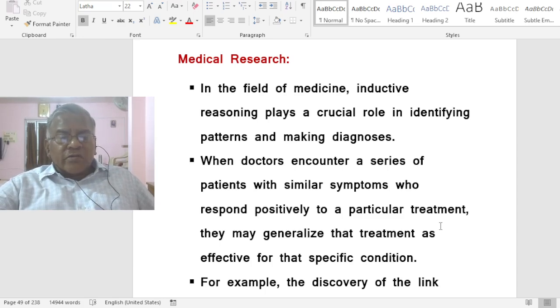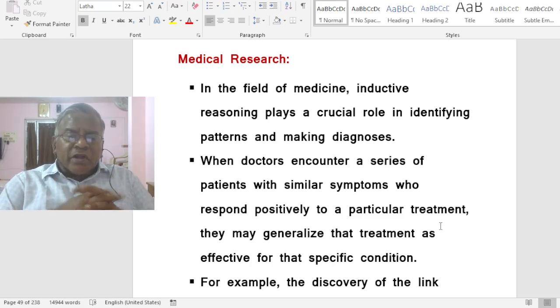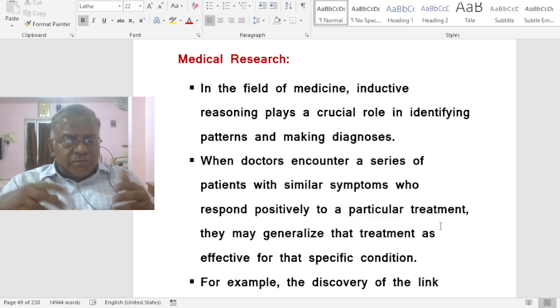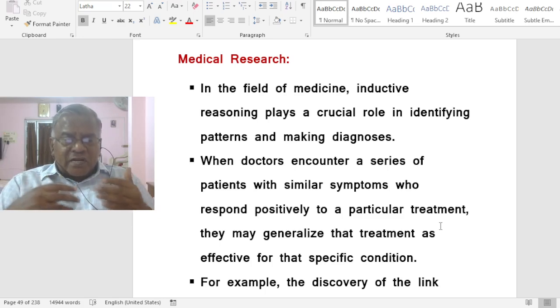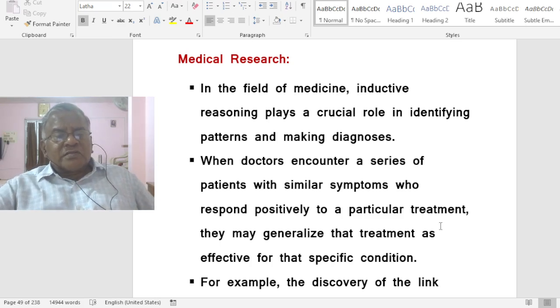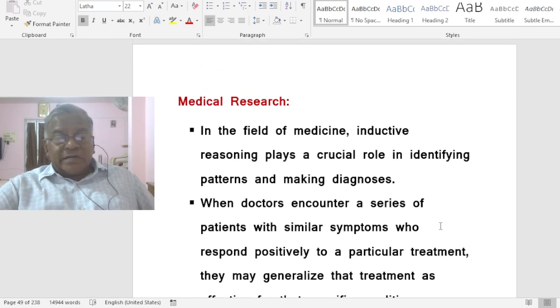So when doctors encounter a series of patients with similar symptoms, one fellow comes with certain symptoms, another fellow also comes with the same symptoms. So 3 or 4 fellows, he comes to a conclusion because of his studies, because of his expertise. He comes to know what exactly they are undergoing or what sickness they are having. So he is able to generalize that treatment as effective for that specific condition. So this is how the inductive method is being used in medical research.